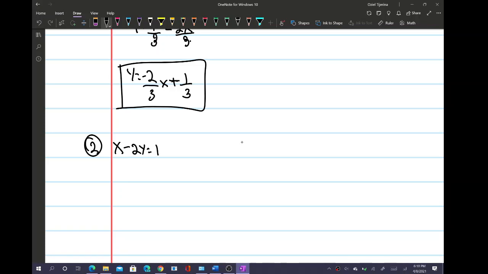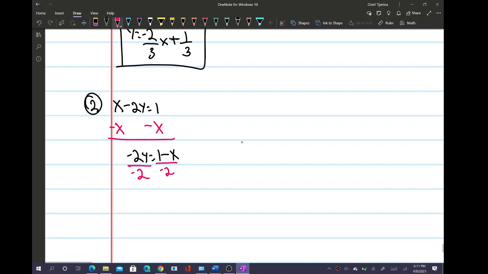If I had x minus 2y equals 1, I do the same thing. Subtract x on both sides. Negative 2y equals 1 minus x. And then divide both sides by negative 2. And then do y equals.